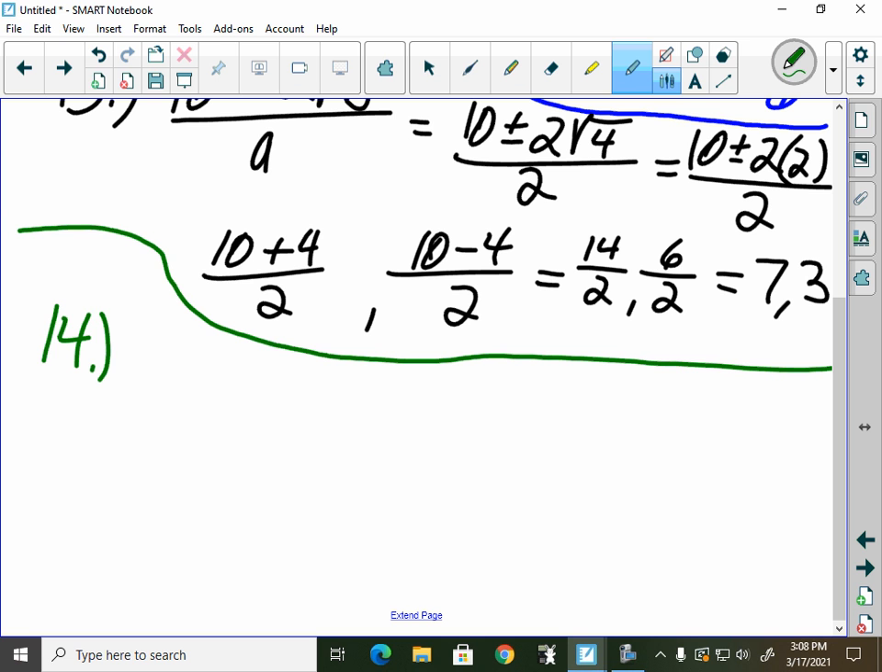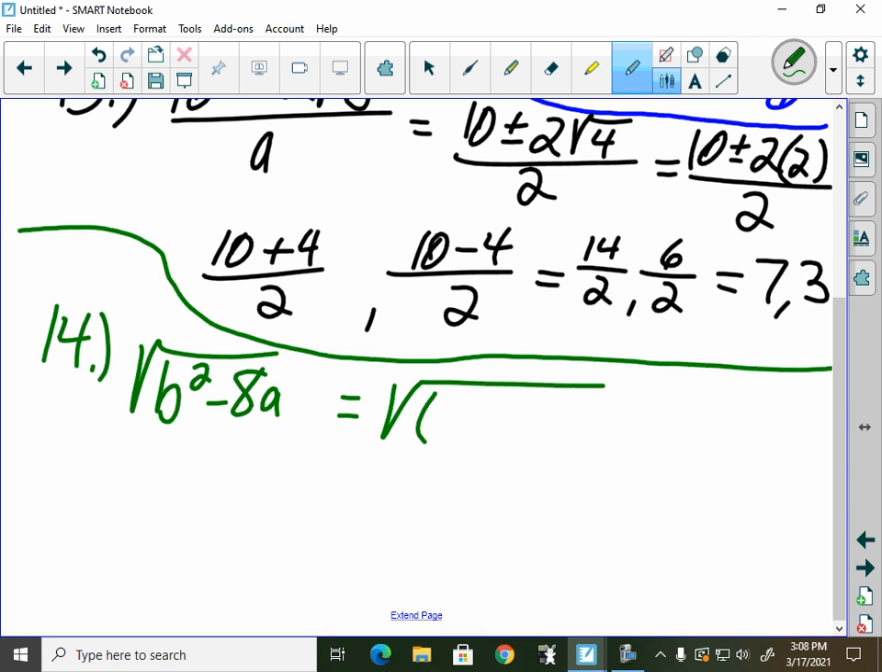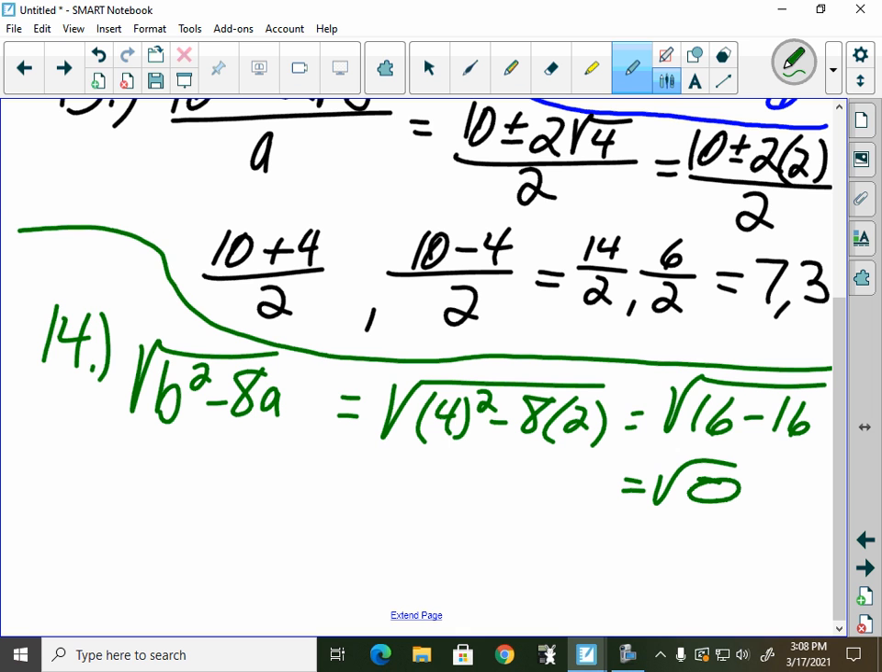Number 14 says, what's the square root of b squared minus 8a? Well, shucks, I can't even read the numbers anymore. So b is 4, so it's going to be 4 squared minus 8 times a, which is 2. So that's going to be the square root of, what's 4 times 4? 16 minus 16, which is the square root of 0. And yesterday on the video, the square root of 0 is 0. One answer.